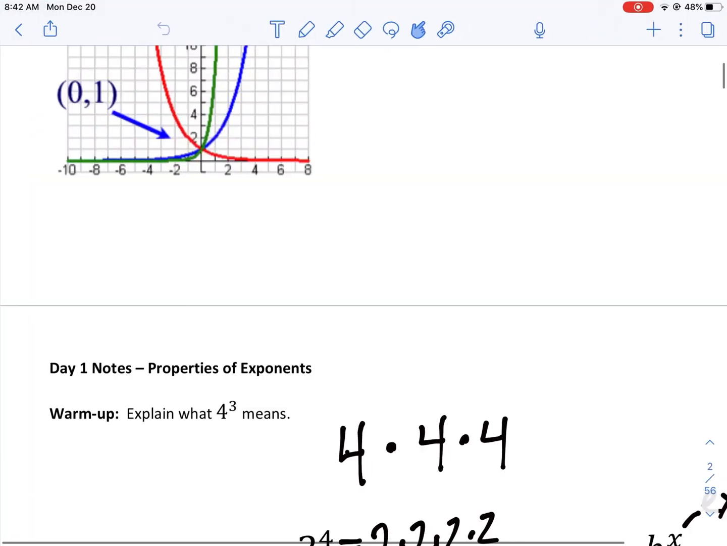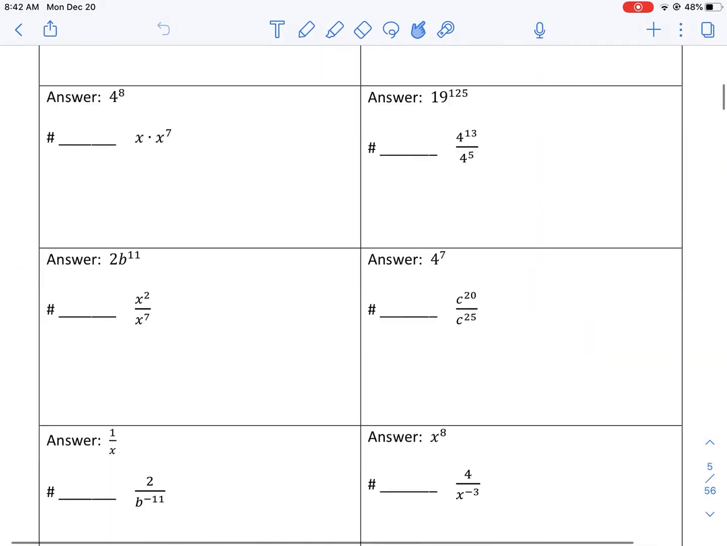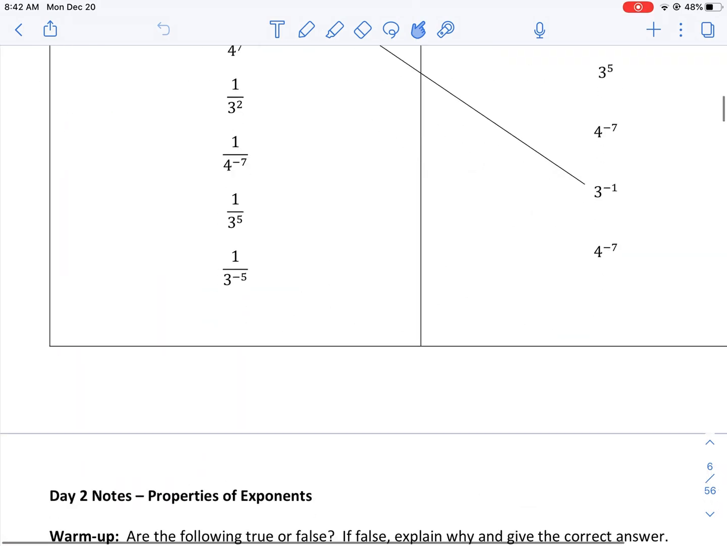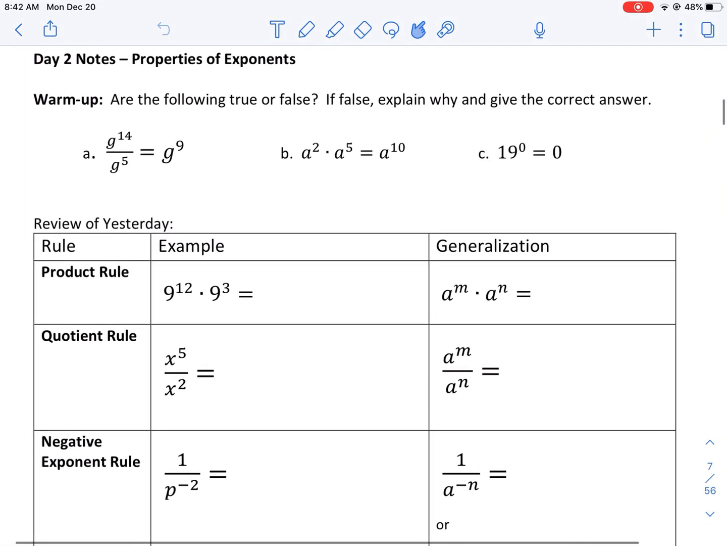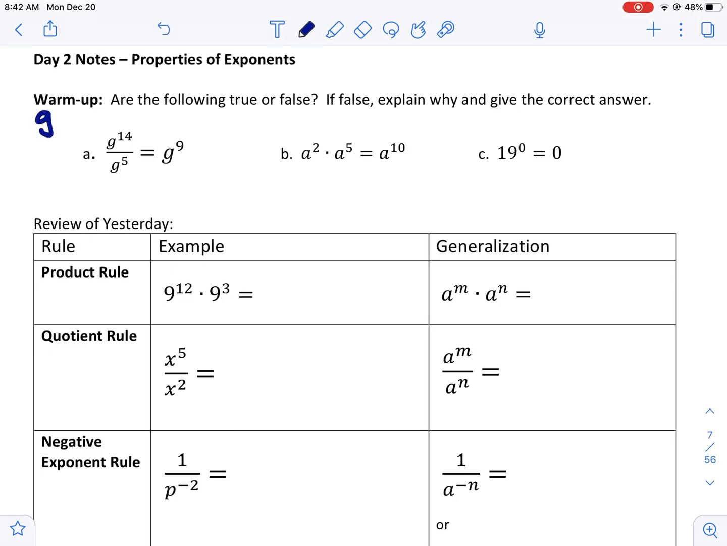Second day, what we're going to take a look at here is properties of exponents once more. So if we take a look at our warm-up here, we have to decide if these are true or false. And again, the nice thing about exponents is we can always write this out. So we have 14 g's on top, and 5 on the bottom. So if we reduce all those out to 1, yep, we're left with g to the 9th.